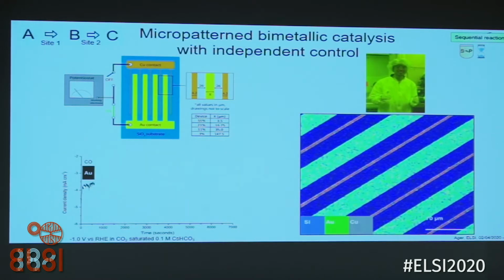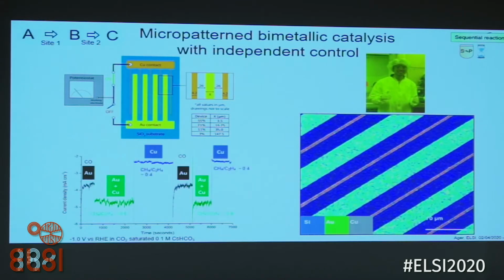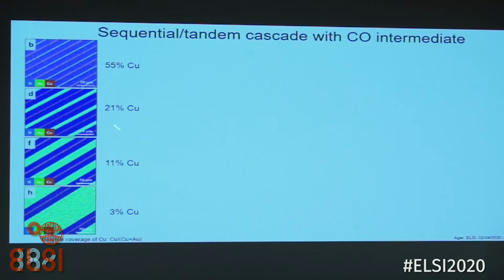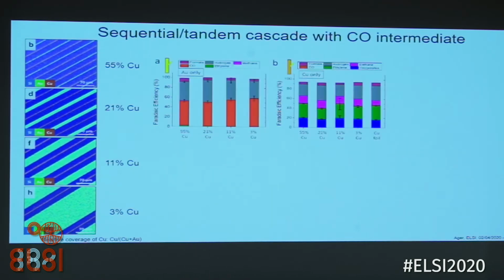You can see the current with just the gold on. A larger current when we turn both lines on, and then a smaller current when we just have the copper, because in this case it's a smaller areal fraction, and so on and so forth repeatably. So we can actually control the activity of both of our electrodes. And what we see, and of course we can make any structure we want. We use simple lines in this particular case.